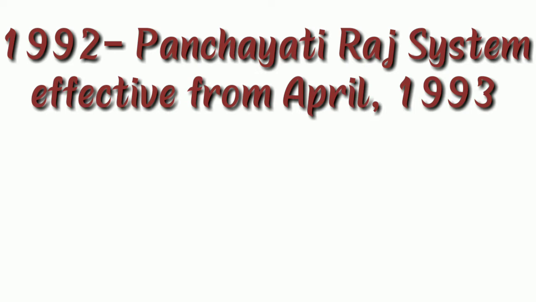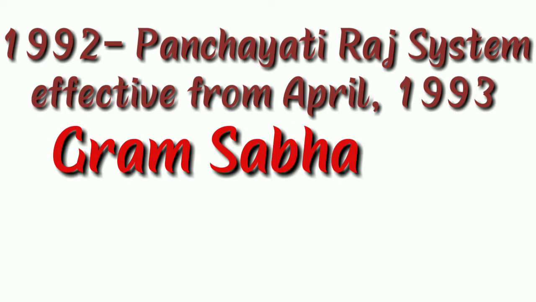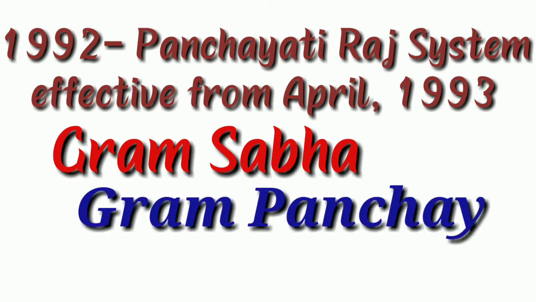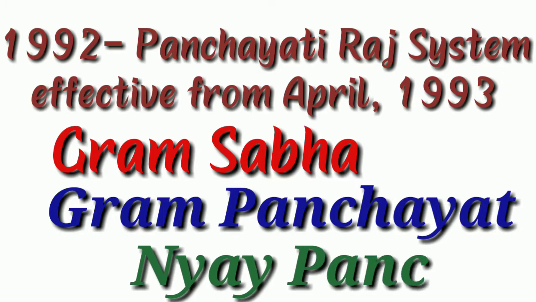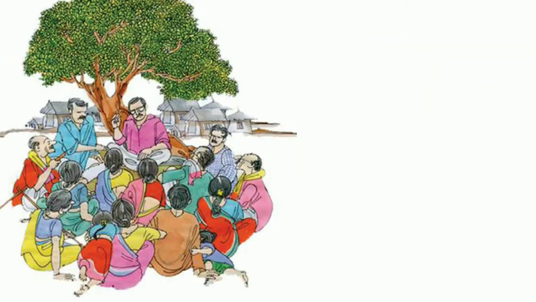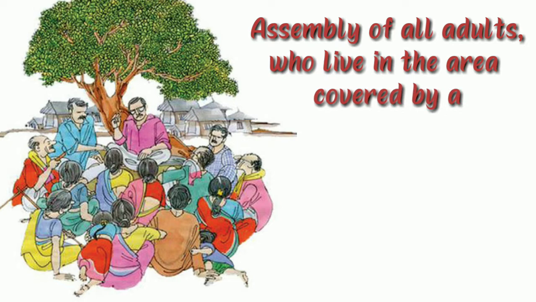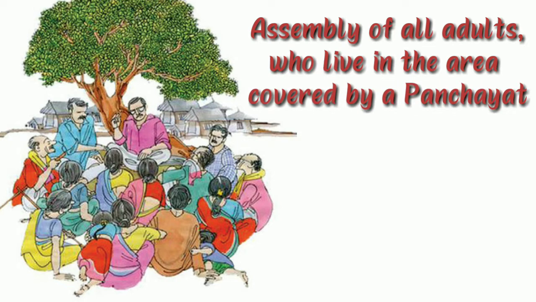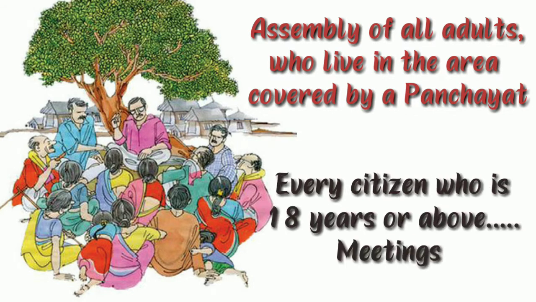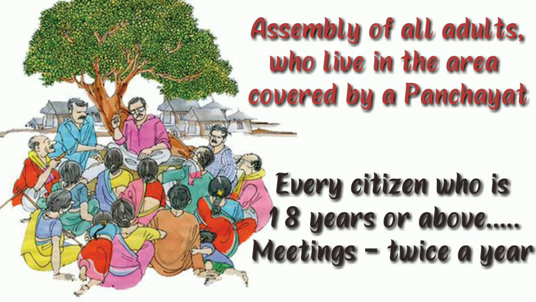In 1992, the central government formulated rules for the Panchayati Raj system, and it became effective from April 1993. The Panchayati Raj system at village level consists of 3 main bodies: Gramsabha, Gram Panchayat, and the Panchayat. The Gramsabha is an assembly of all adults who live in the area covered by a Panchayat. And a Panchayat may include one village or a few villages.